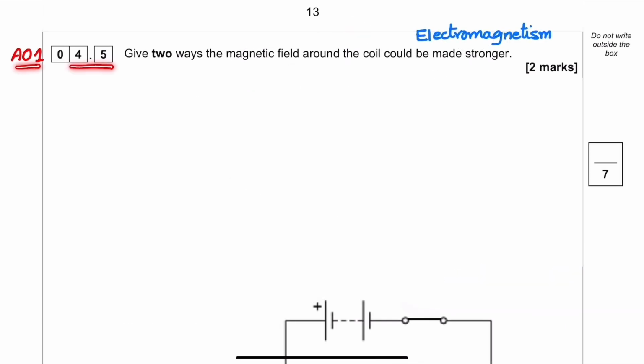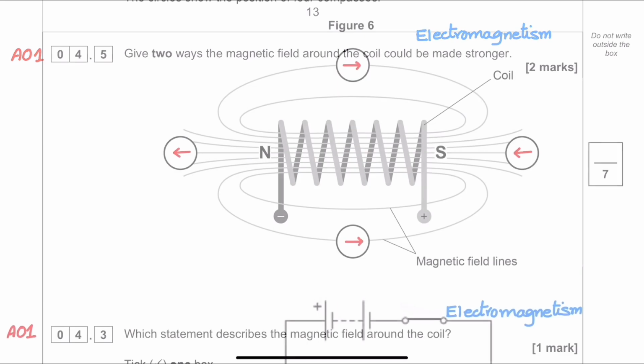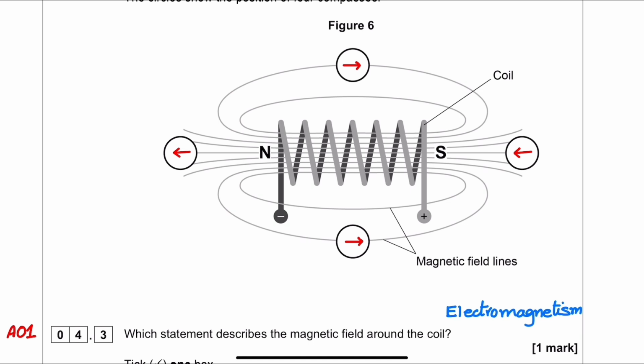4.5 is an AO1 question. Give two ways the magnetic field around the coil could be made stronger. To make the field stronger around the coil, we need to add to the number of turns of the coil, which will make the magnetic field around the coil stronger, or we can use a stronger battery to produce more potential difference or increase the current.